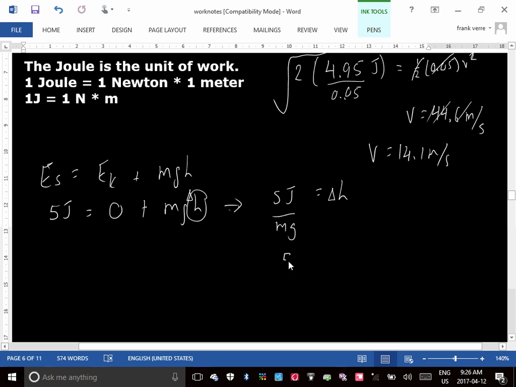Okay, so we have 5 joules over the mass, kilograms, times, sorry, times little g, acceleration, and that will give us delta H.